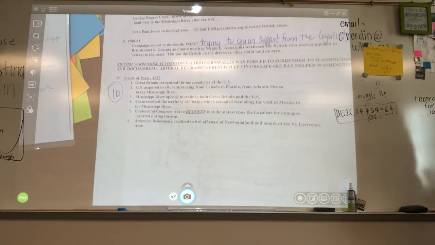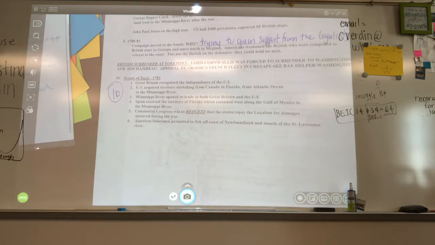The US gets to acquire everything to Canada, Florida. We lose Florida. We get to the bottom of Georgia. We get to the Mississippi and the Atlantic. The Mississippi River is opening up for trade for America. Spain gets Florida, and y'all know like the panhandle of Florida and the bottom of Alabama, they get that land.